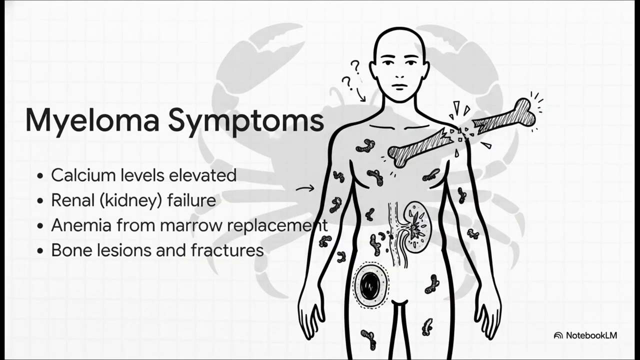And if you want to understand the truly devastating full-body effects of myeloma, medical students use the acronym CRAB, C-R-A-B, because these myeloma cells pump out abnormal antibodies. They just wreak havoc everywhere.